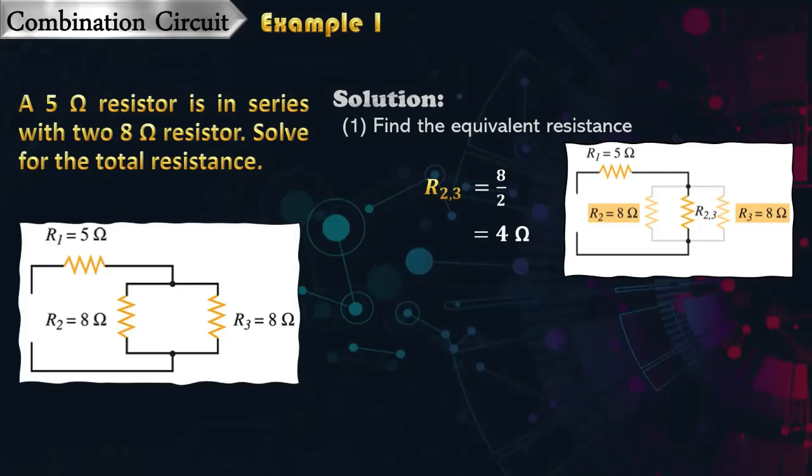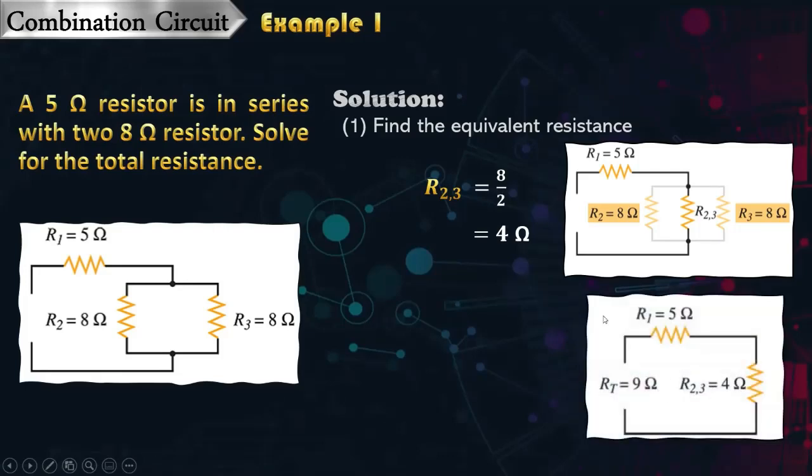If there were four, R1, R2, R3, R4 all 8, then our denominator would be 4. So 8 divided by 4. But since there are only two 8s in the problem, that's why our denominator or divisor is 2. And the answer is 4. And let's try to use the formula, the formula for a parallel circuit having two resistors. The result is the same. So it's up to you which formula to use, but this is the shortcut.